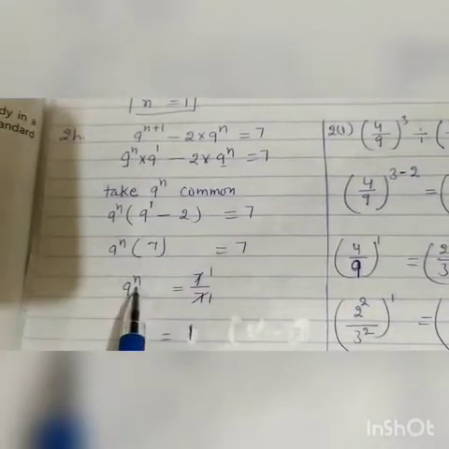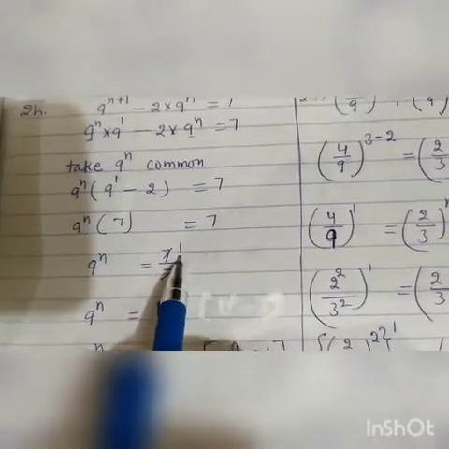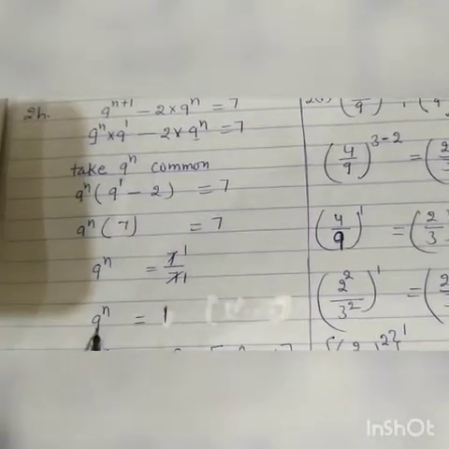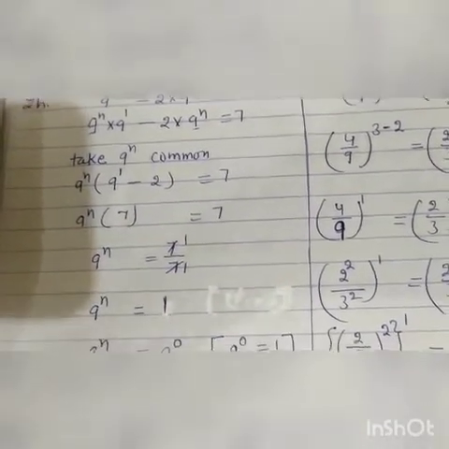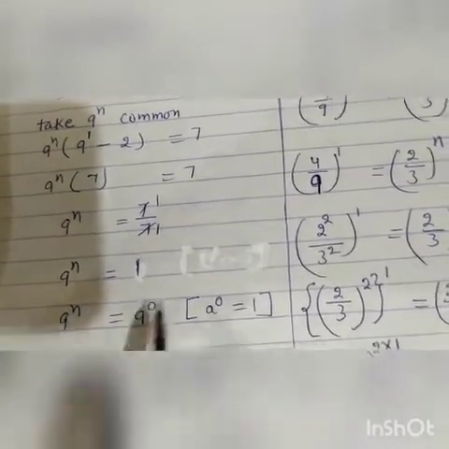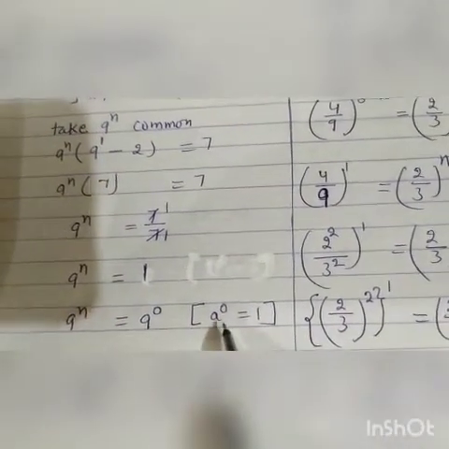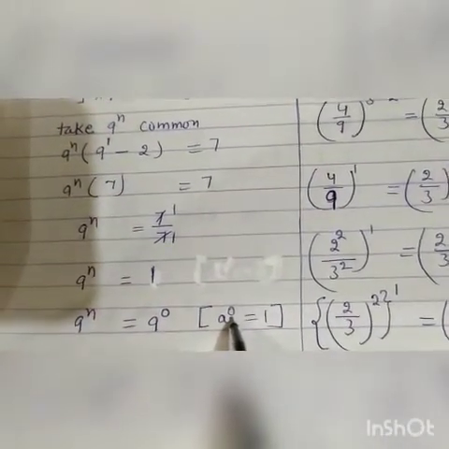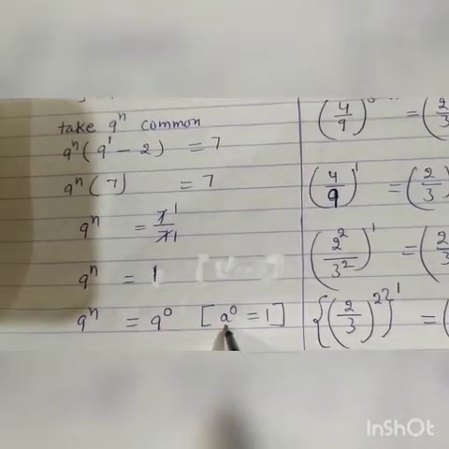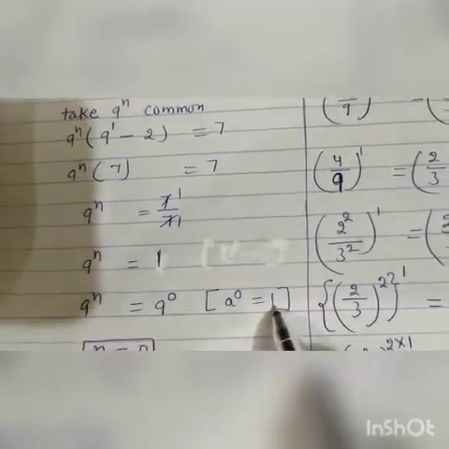Then this 9 power n is equal to 7 upon this 7. 7 cancels 7, 7 cancels 7. So 9 power n is equal to 1. Now 9 power n is equal to 1 can be written as 9 power 0. As we know, a power 0 is equal to 1. When power is 0, base may be whatever, no matter. But if power is 0, then value is 1.